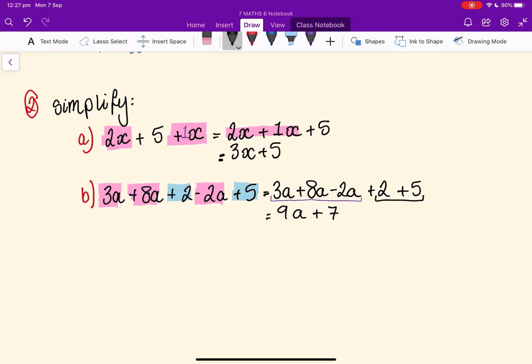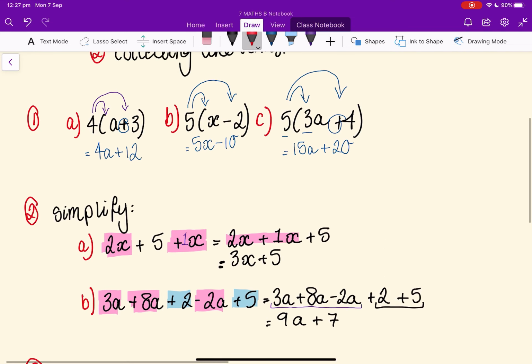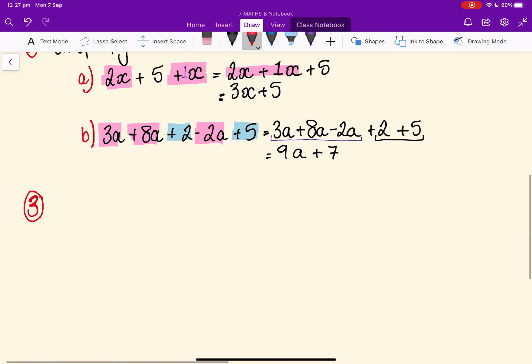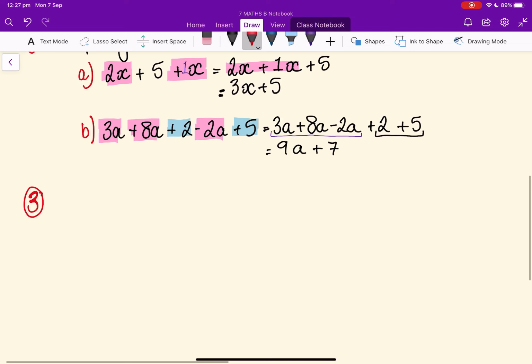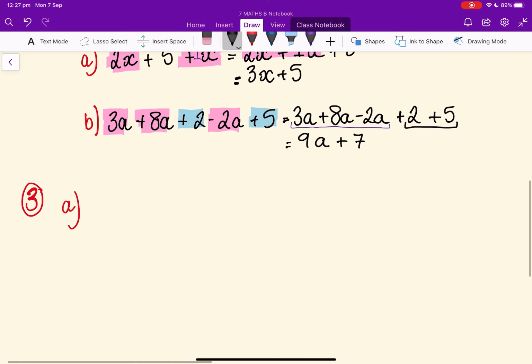Let's do just 2 more examples. What I'm going to do is, in these next set of examples, we're going to use both the skills we've learned in question 1 and question 2. So I want you to solve these equations by expanding the brackets first. So you've got 3 brackets x plus 2 equals 18.